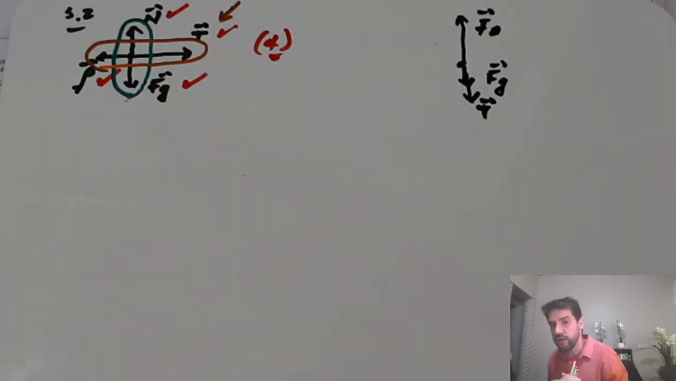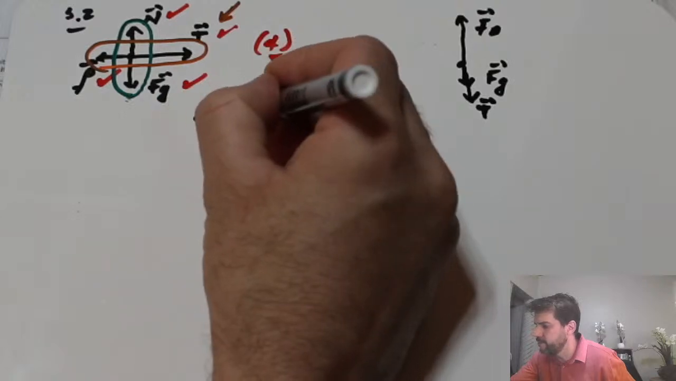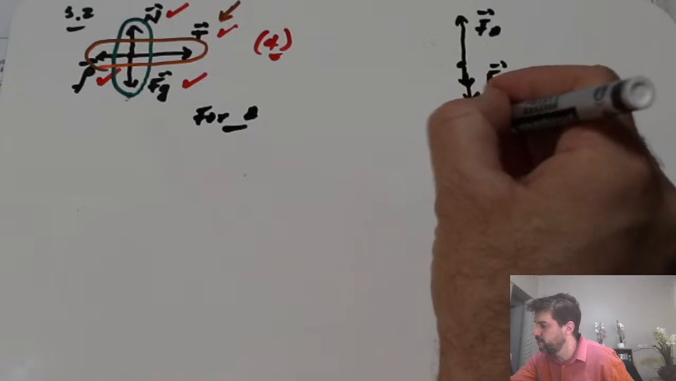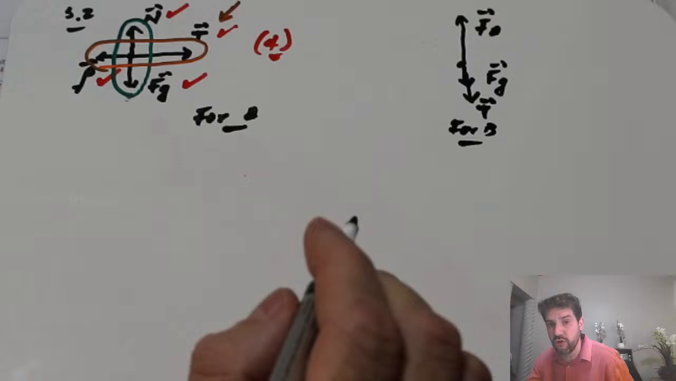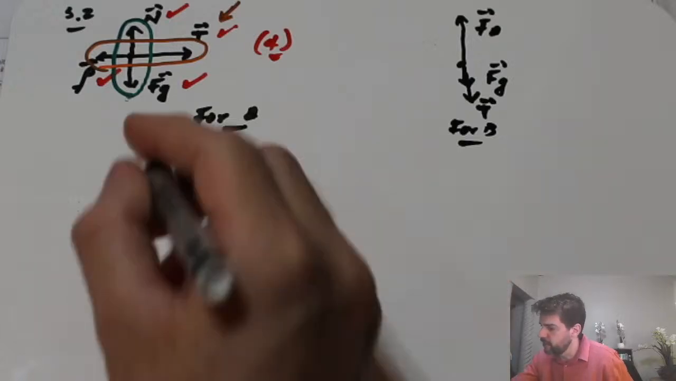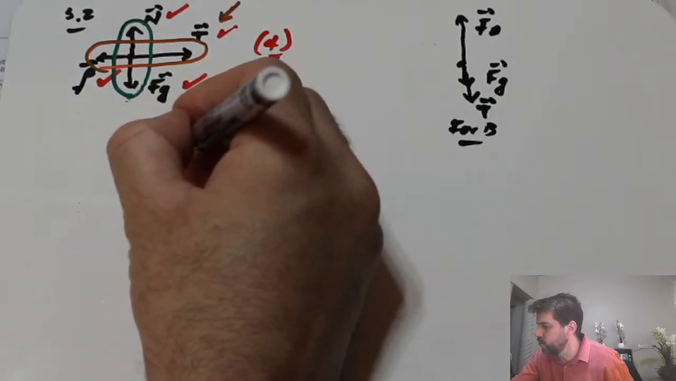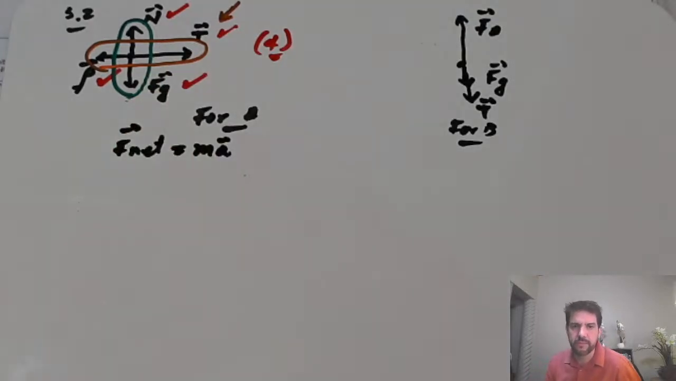So now what we are going to do is apply Newton's second law on both blocks separated. All right, so this one is for A, and we're going to work here for A, and here is going to be for B. We're going to work separated, and apply Newton's second law on both cases. So here we got F net is equal to ma. That is Newton's second law.